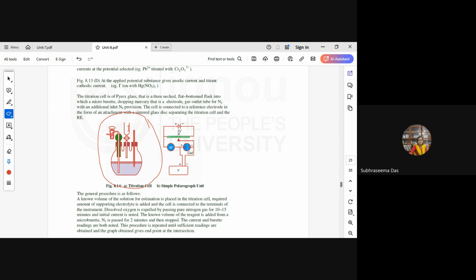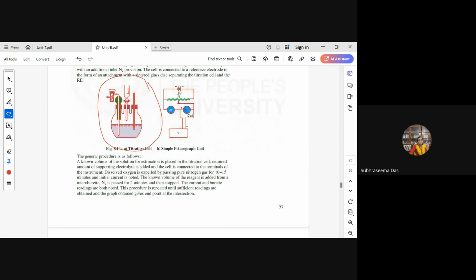The cell is connected to a reference electrode in the form of an attachment with a sintered glass separating it from this. The general procedure involves that a known volume of the solution that needs to be estimated is placed inside the titration cell. The required known volume of the supporting electrolyte is added and the cell is connected to the terminals of the instrument. Then dissolved oxygen is expelled from the cell by passing nitrogen gas for about 10 to 15 minutes, and after degassing, the initial current is noted.